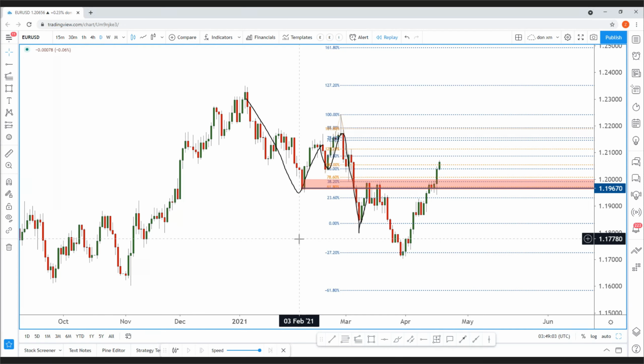So a higher probability is always much better, and that's why I like to use Fibonacci confluence levels. If I'm able to find these levels, it gives me a lot more confidence that there's a higher probability that price is going to react there.